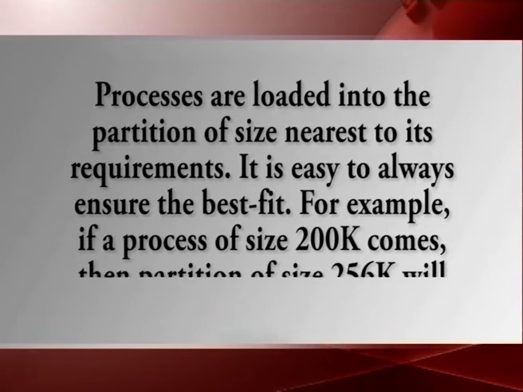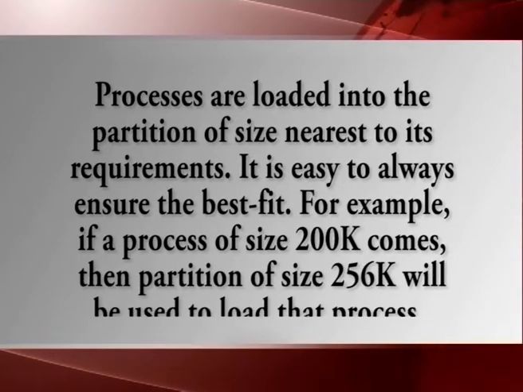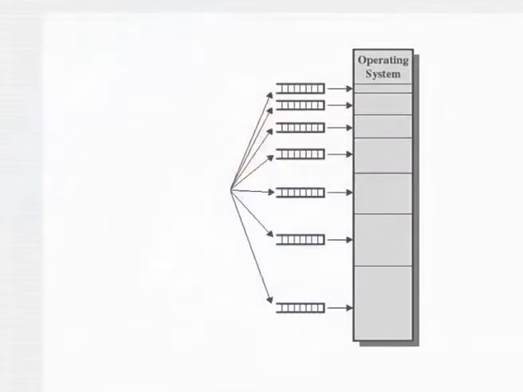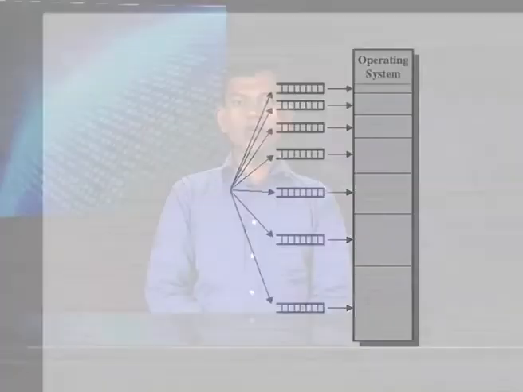For example, if a process of size 200K comes, then partition of size 256K will be used to load that process. Processes with small address space use small partitions and processes with large address space use large partitions. One may organize a queue for each size of partition as shown in this figure. With best fit policy, fixed unequal sized partitions minimize internal fragmentation. However, best fit policy of allocation may be quite slow in execution.